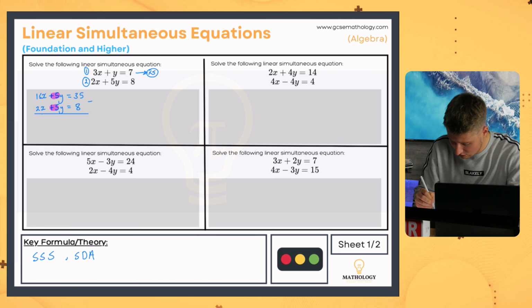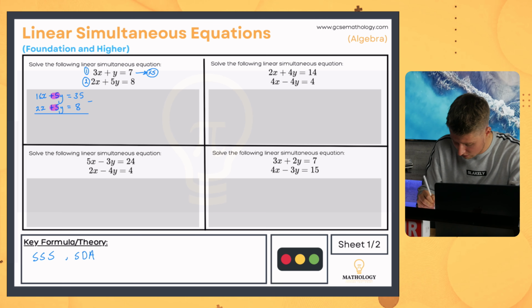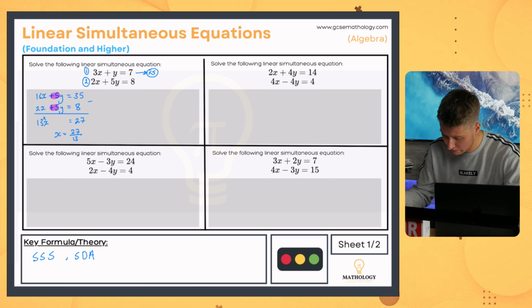So 15x subtract 2x gives me 13x. 5y subtract 5y is 0. And then 35 subtract 8 is 27. So x is going to equal 27 over 13. So this was 13 times x. So to move this 13 to the other side, we divide both sides by 13, and that's how we get x equals 27 over 13.